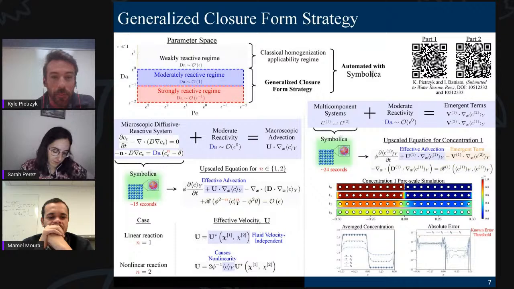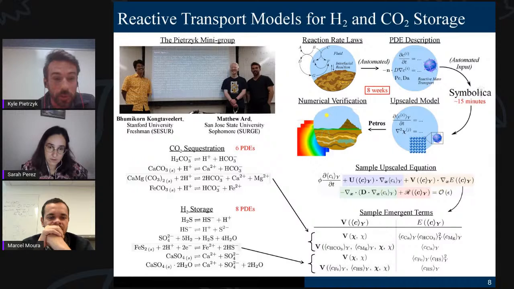But what about more realistic scenarios? The first I'll present is a project that I did during the summer with my two undergraduate researchers. What they were able to do in 8 weeks was go from basically reaction rate laws for CO2 sequestration and hydrogen storage, and use Symbolica to develop and validate upscaled models for these reactions. The models that they developed, you can see in the bottom left, were actually incredibly non-trivial. You can see that the emergent terms that came out of this were things that you probably wouldn't be able to guess by just looking at the microscopic description of these equations.